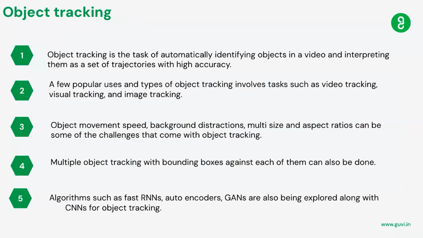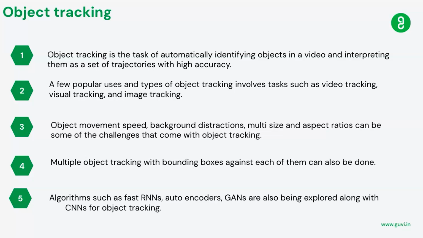Along with object detection, object tracking is the task of identifying objects in a video. Like how object detection happens in images, object tracking happens in a video, where for each frame, you keep on identifying where that particular object is. And then you interpret them as a set of trajectories. That is how that particular object is moving across the frames of a video. So a very simple application involves video tracking, which we saw in cases of license plate monitoring, right? Now, object movement speed is one of the biggest hurdles that comes with object tracking scenarios.